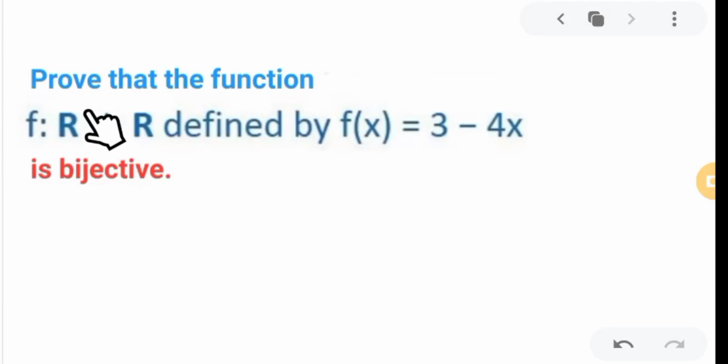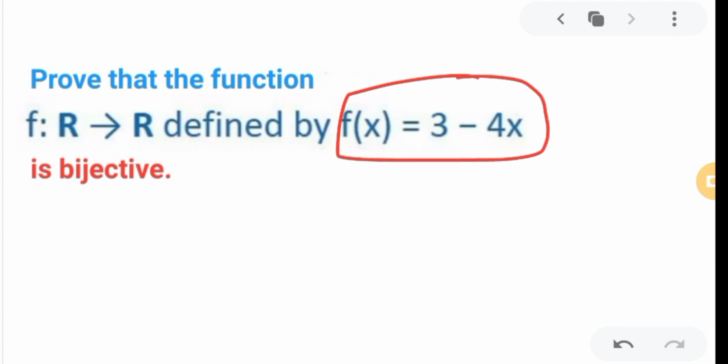So in this video we will discuss this question. We have to prove that the function f from R to R defined by f(x) = 3 - 4x is bijective. So we have to prove that this function is bijective.